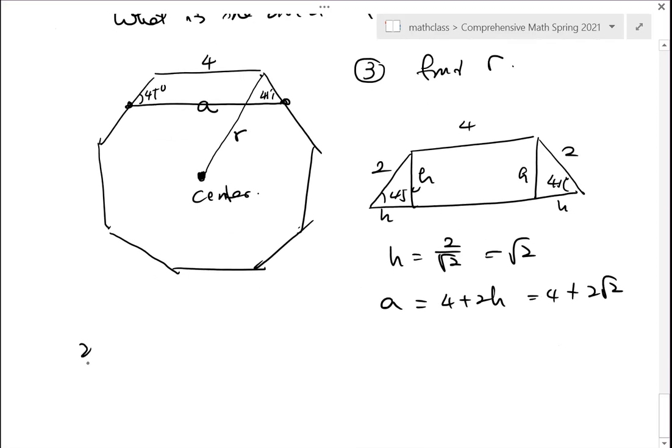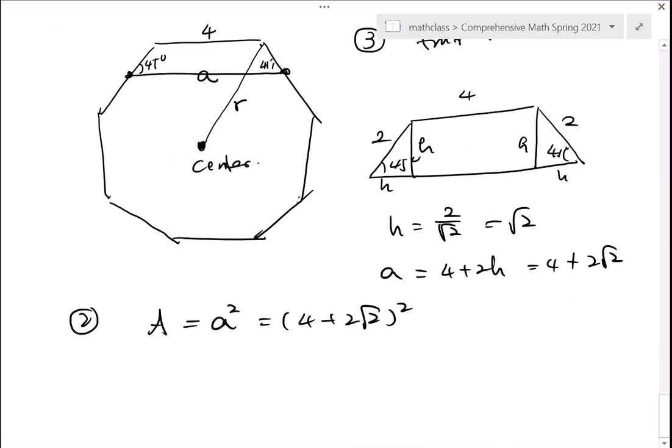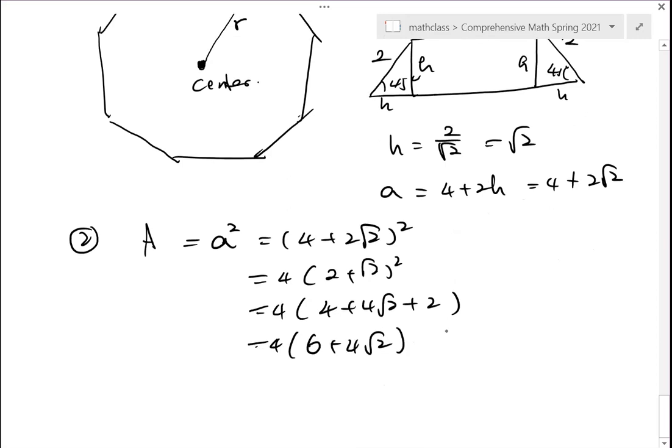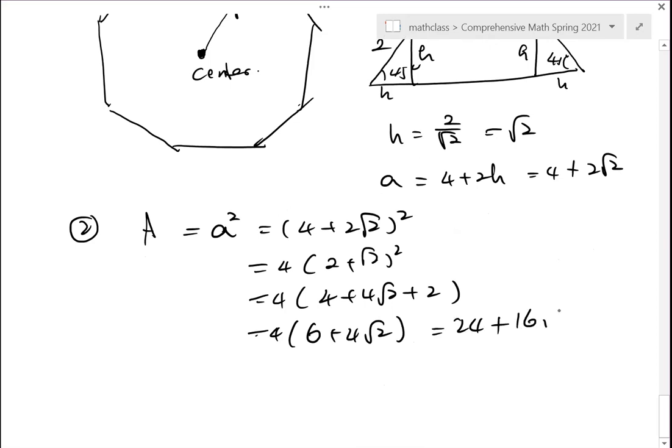So the answer to the second question first. The area is A squared, 4 plus 2 square root 2, squared. Okay, so you can simplify it. What is it going to be, right? I'll take a 2 out, so it's a 4 times 2 plus square root 2, squared. Okay, 4 plus 4 square root 2 plus 2. Okay, so it's 4 times 6 plus 4 square root 2. You can multiply this out, 24 plus 16 square root 2. So that is the answer for the area of the square.